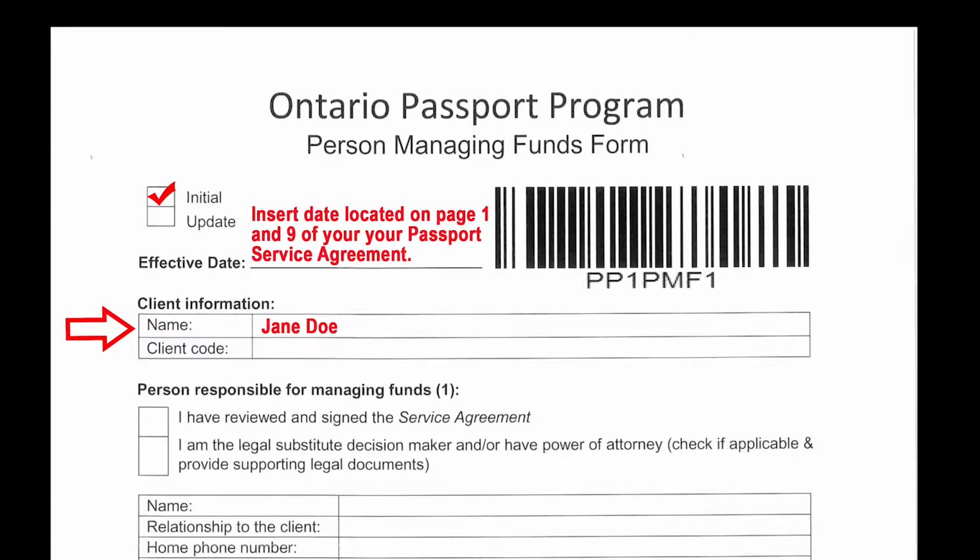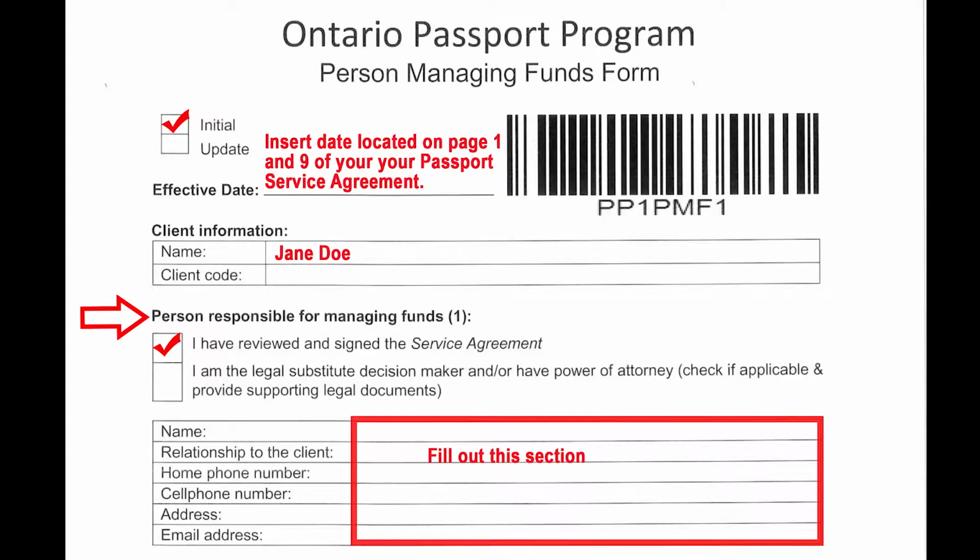The next box asks for client code. Right now, client code is going to be empty. Once you are uploaded into the Passport One system, we will give you a code, but right now it is all right if it is listed as blank on your forms.